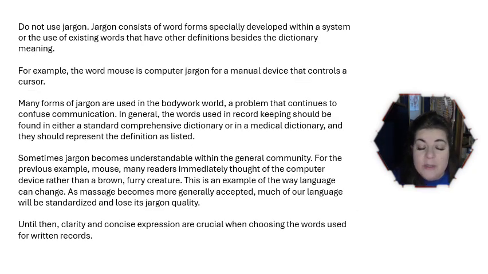Right, do not use jargon. Jargon consists of word forms specifically developed within a system, like when we say lay supine or prone, our clients may not know that we are saying, hey, lay on your back or lay on your front. An example would be the word mouse is computer jargon for a manual device that controls a cursor, even though the original term it was describing a small fuzzy mammal.